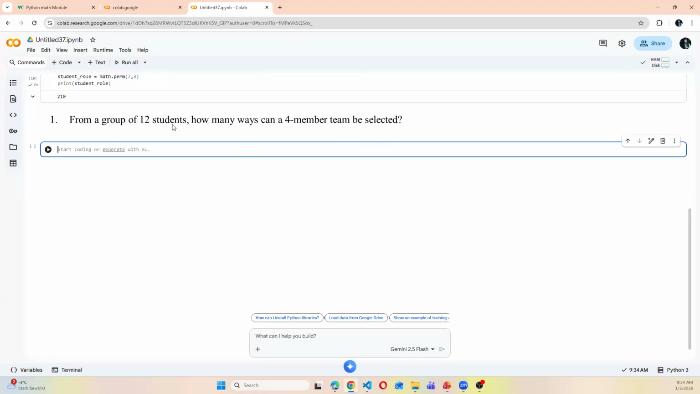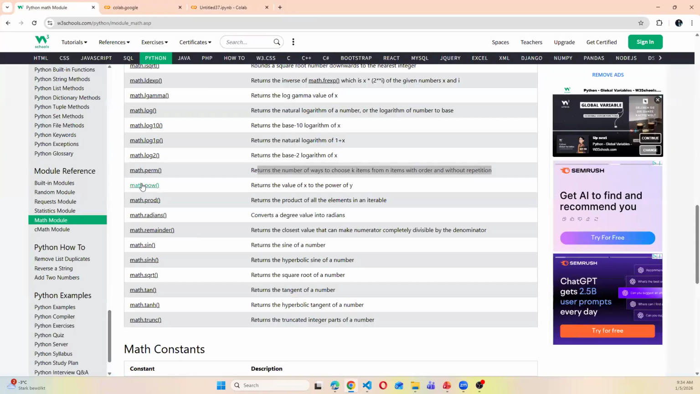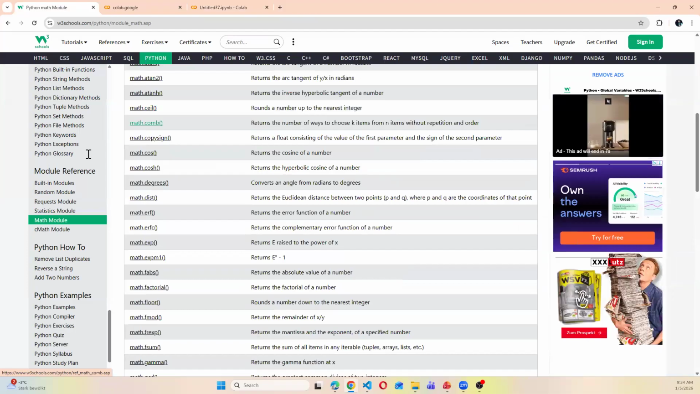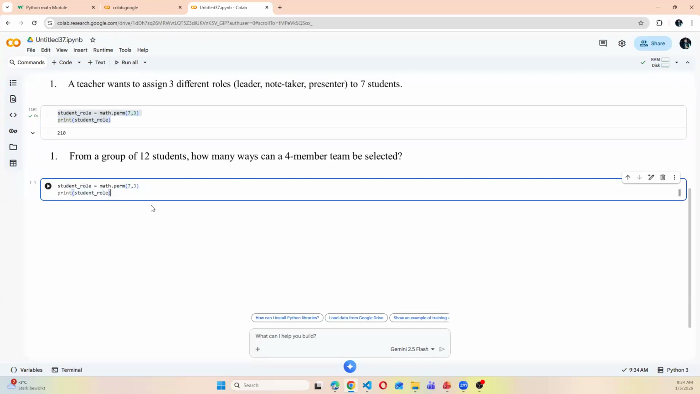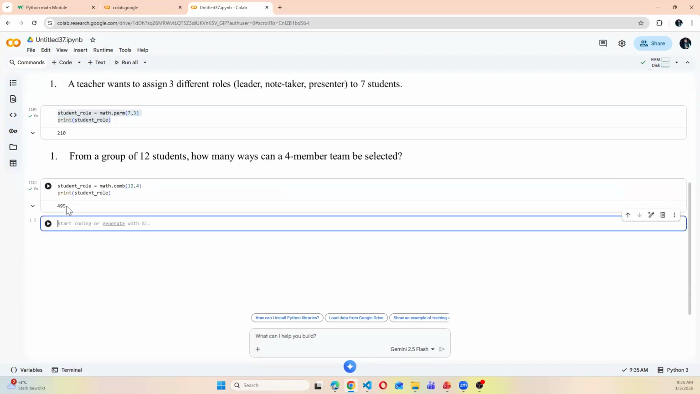from a group of 12 students, how many ways can a 4-member team be selected? Here it does not matter for me. I can choose anyone, A, B, C, D, whatsoever. So it's all about what, Mariam? Combination. Yeah, it's combination. So I can use this method here. If I go here, you can say math.comb. I can just copy paste so that you don't have to see. Now instead of perm, I will say comb, and I will choose from 12. So now I have 12 and I have 4. I will choose 4 members from 12. If I run that, it is 495.